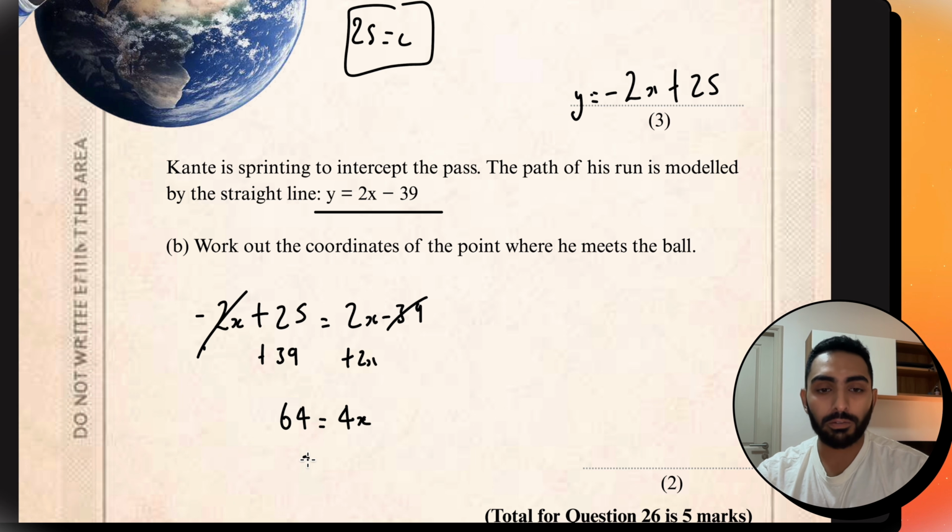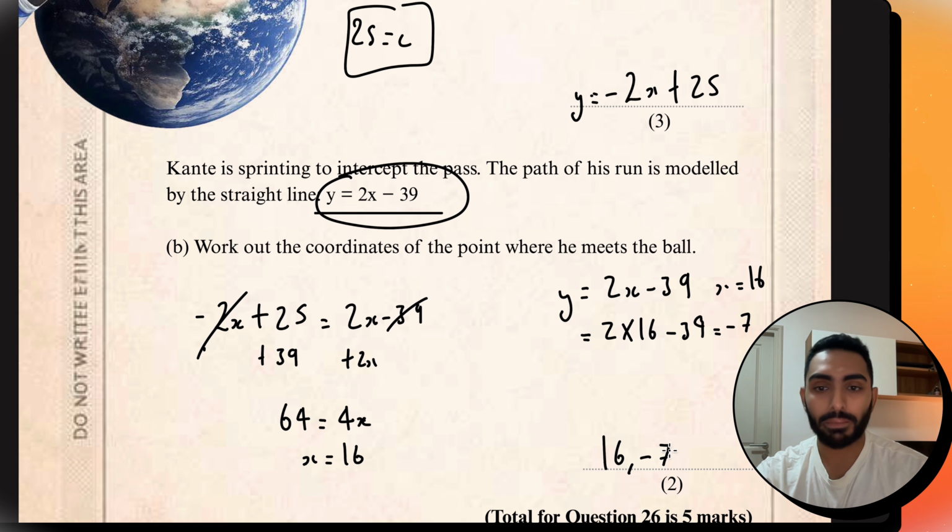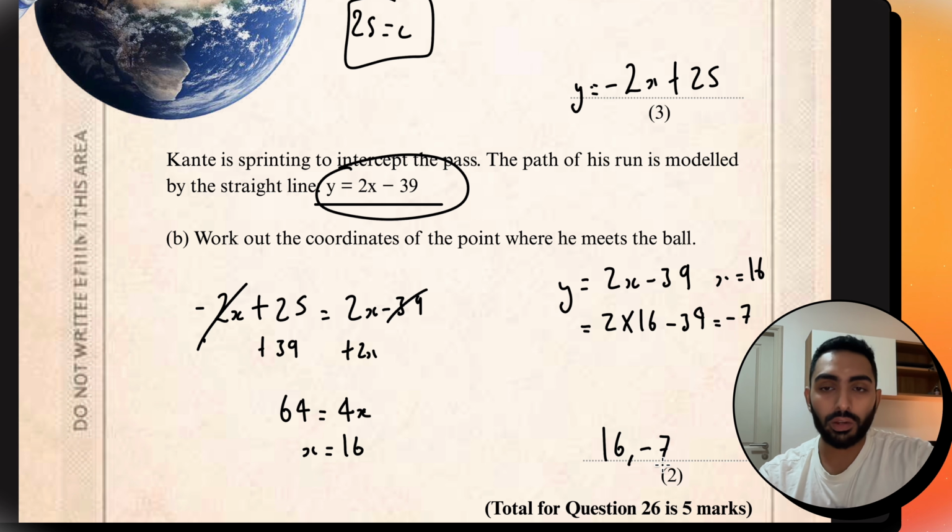x is being multiplied by 4. If I divide it by 4, half it twice, it'd be 32 and 16. x is 16. I need to find the y coordinate. I'm going to choose the easiest equation from these two. I'll choose that one, and I'm substituting 16 into it. y equals 2x minus 39, and I know that x is 16. It's going to be 2 multiplied by 16 minus 39, 32 minus 39, which would be negative 7. The x coordinate is 16 and the y coordinate is minus 7.